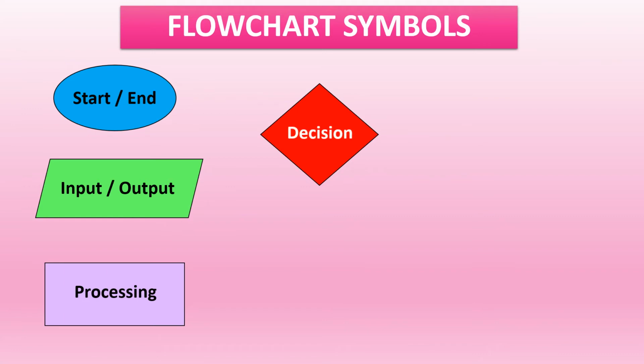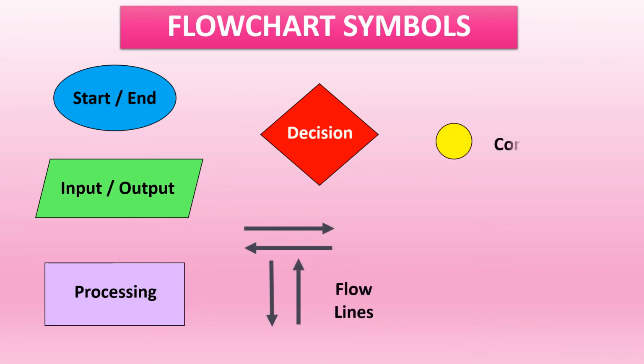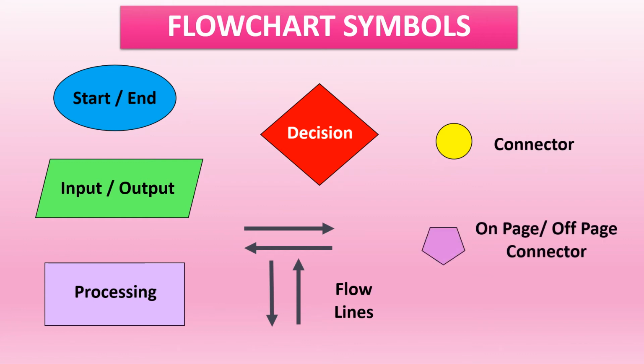Let me introduce you to some of the flowchart symbols. The first one, very famous, is start and end symbol. Then we have input output, then processing, afterwards decision symbol. These are flow lines. We have two types of connectors. The one is simple connector and the other one is on page, off page connector. Remember their names. Now we are going to learn the details.